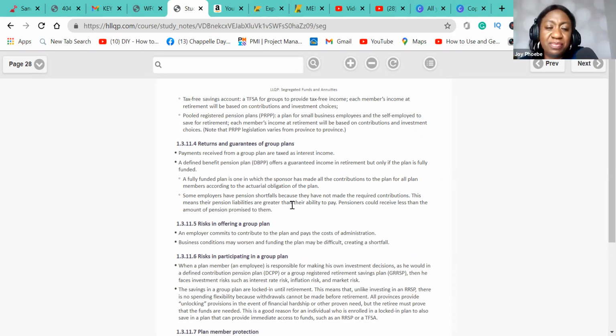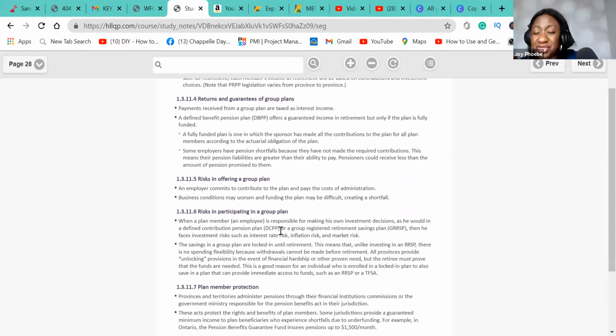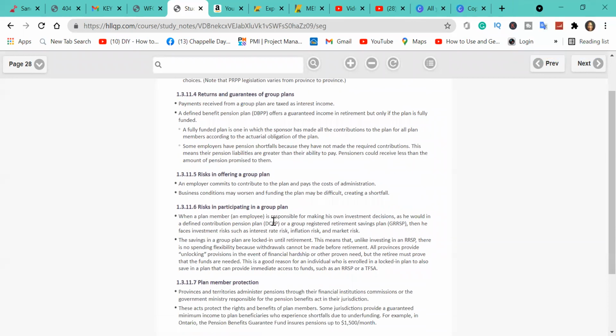Returns and guarantees on pension plans: payments received from group plans are taxed as interest income. So a defined benefit pension plan, DBPP, offers a guaranteed income in retirement, but only if the plan is fully funded. You see, as nice and attractive as this defined benefit pension plan is, some employers might not fund it. You get what I'm saying, right?